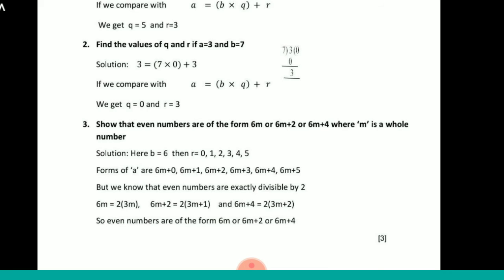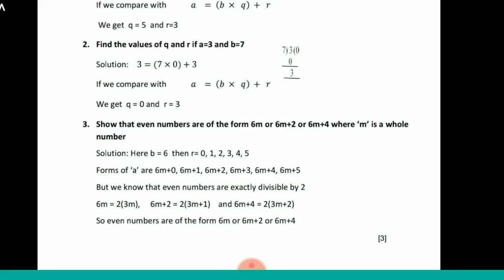Here the a value is generally always taken as a and the b value is 6, but in place of q we have m, that's why they are writing m, and the r values are simply r. That is, a is equal to bq plus r, a is equal to 6m plus r. For the first value 0 we write 6m plus 0, for the next value 1 we write 6m plus 1, and the next 2 we write 6m plus 2, then 6m plus 3, 6m plus 4, and the last 6m plus 5. Simply replace the r values with 0, 1, 2, 3, 4, 5.